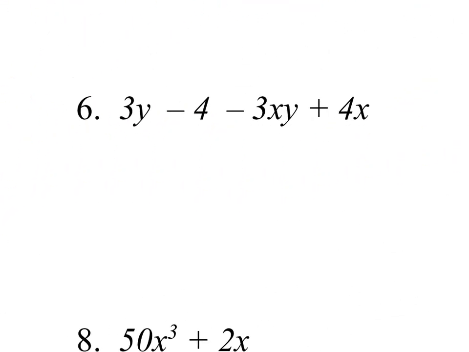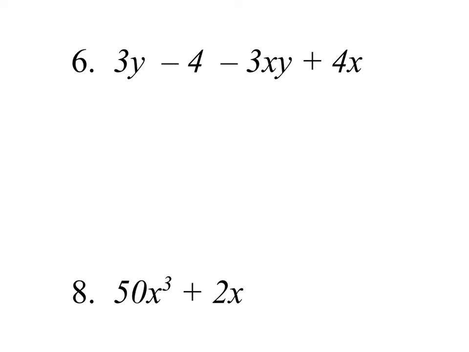6. 3y minus 4 minus 3xy plus 4x. 4 terms. This means I'm going to factor by grouping. All right, so I'm going to rearrange these to get them next to each other in patterns. Notice I have 2 terms with a 4 and 2 terms with a 3. So I'm going to put those all together. Nope. I want my positive up front.